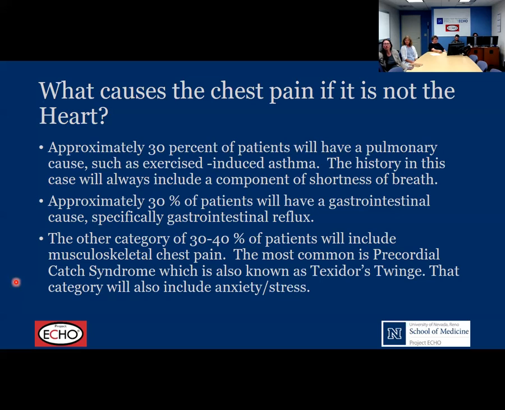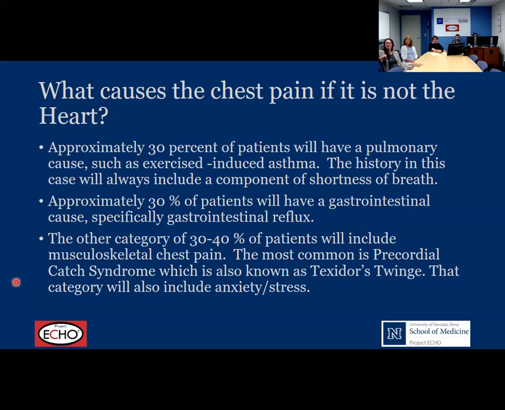That history will be someone who coughs when they're lying down, often will have a taste of bile in their mouth, or will have a taste of food hours after they've eaten in their mouth. The last category I sort of think of as a catch-all category. The most common cause of general chest pain in this category is something called precordial catch.